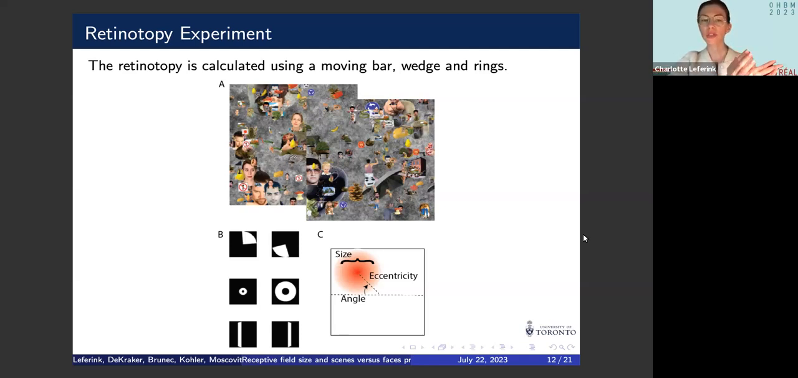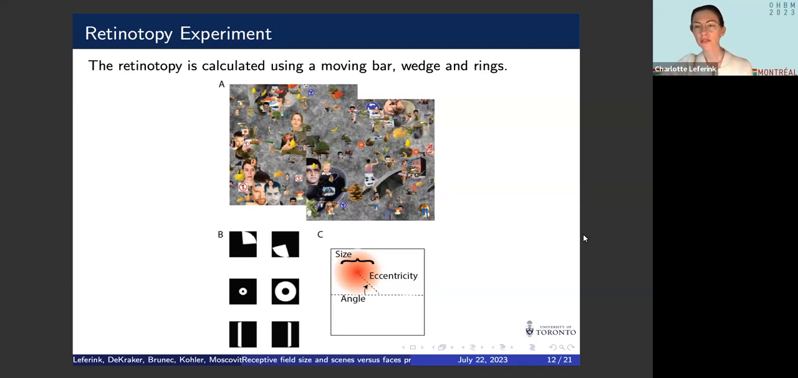So there was a wedge, only the white part of the wedge was showing the composite image at a time. So it would be a wedge rotating clockwise or counterclockwise, a ring in the center of the screen expanding or contracting, as well as a bar that was translating left to right or diagonally across the screen.